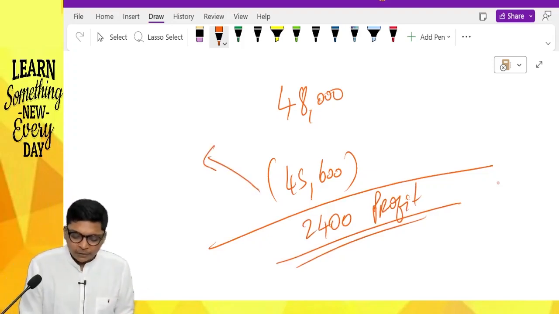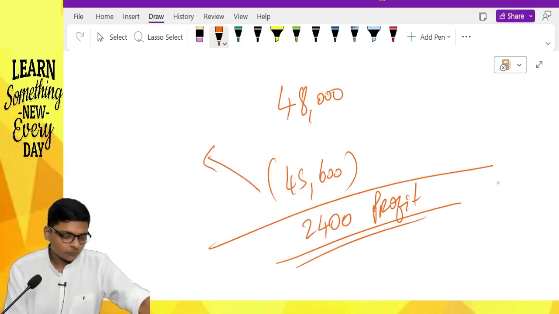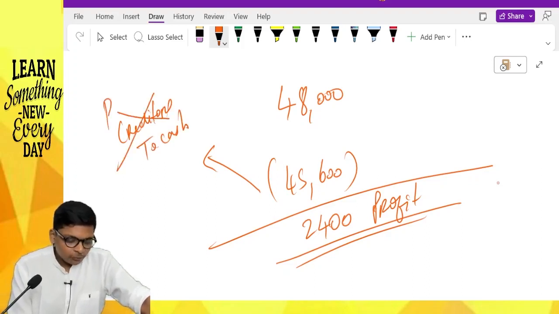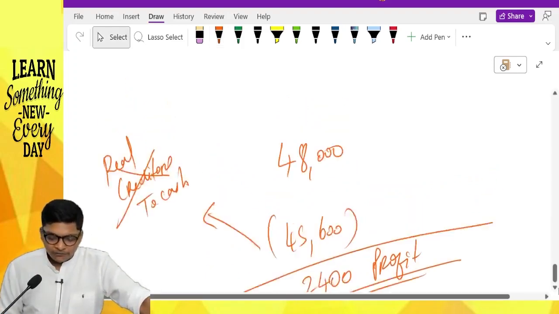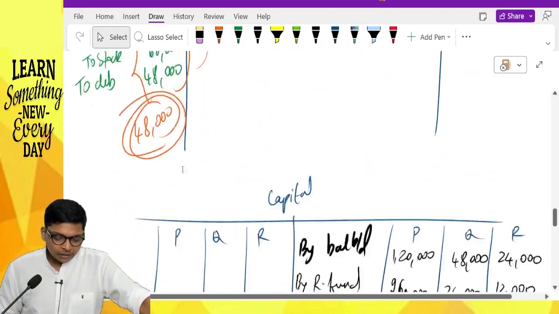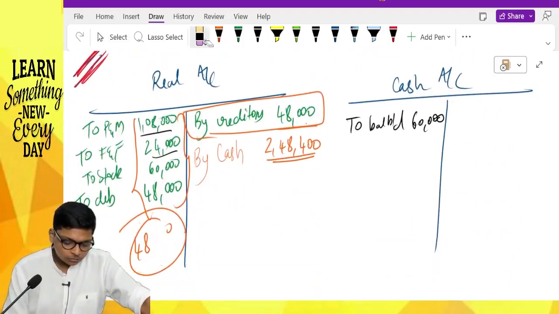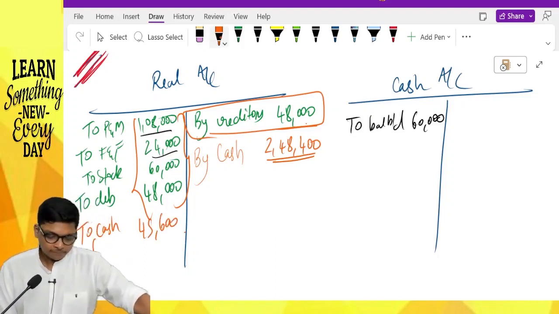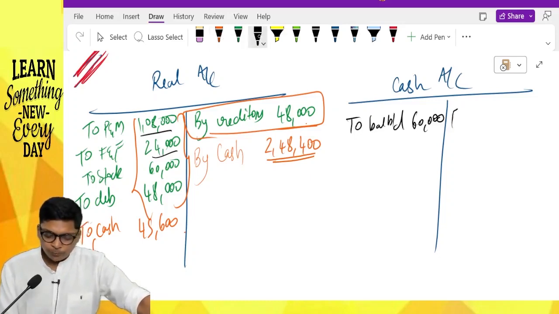What is the entry for settlement of 45,600? Normally it is creditors to cash. But the creditors account is not there. So I will debit what? Realization to cash, how much? 45,600. So I will go here and I will write down, to cash account, 45,600. Ensure you post in cash account also.